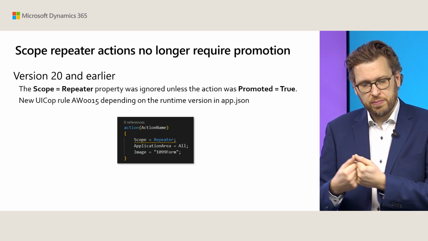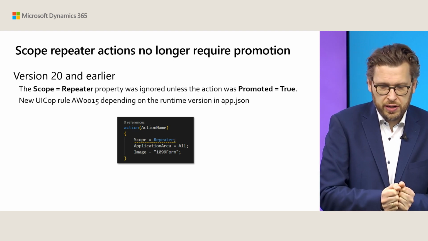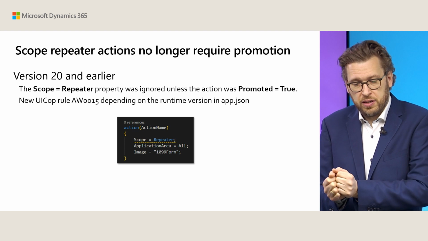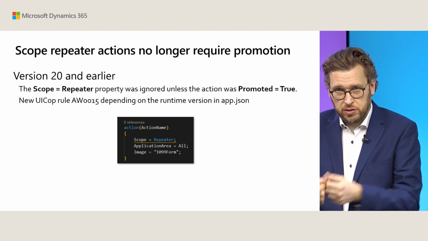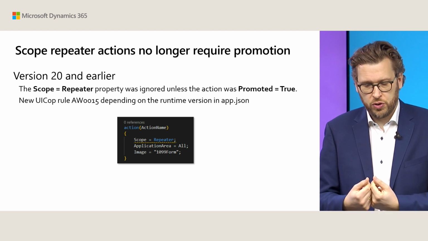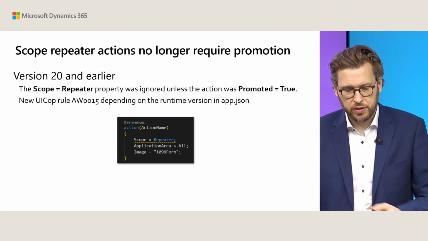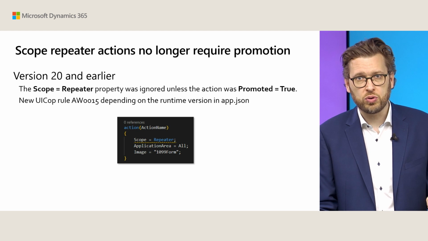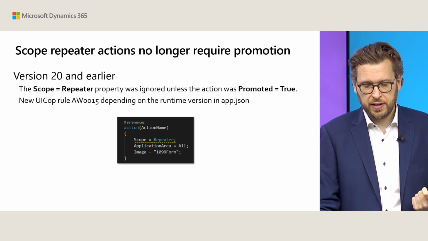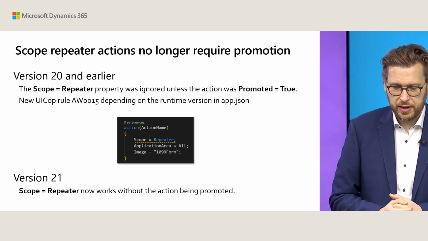We are actually from version 20 and earlier, we have now added a UI cop rule which depends on the runtime version in app.json, so it's just for those earlier versions. And that will inform you that you forgot to include the promoted true on the action. Otherwise, you wouldn't be able to put this into the repeater actions.